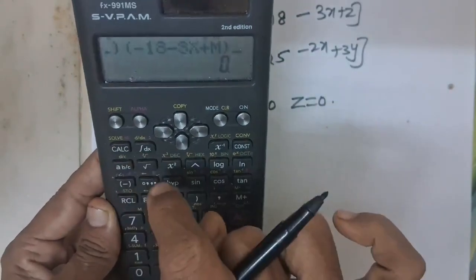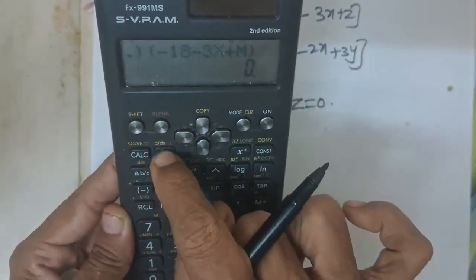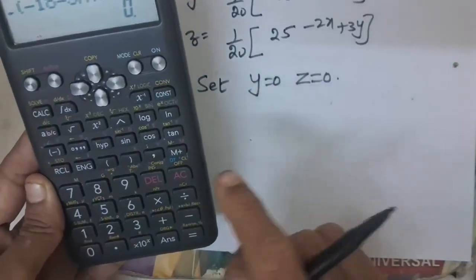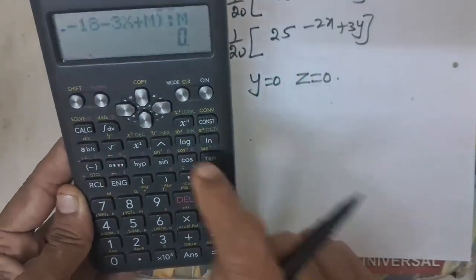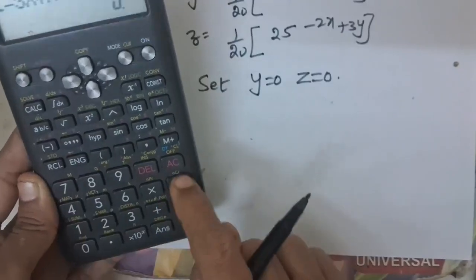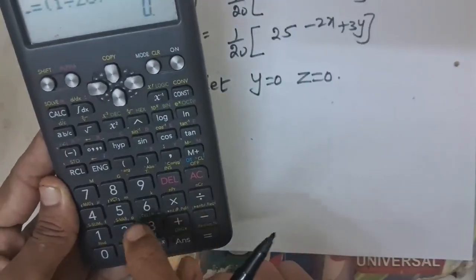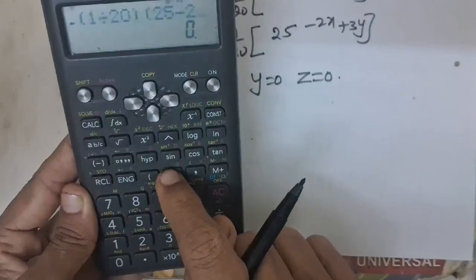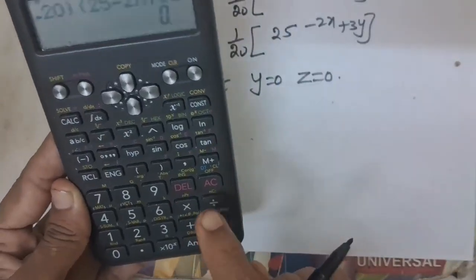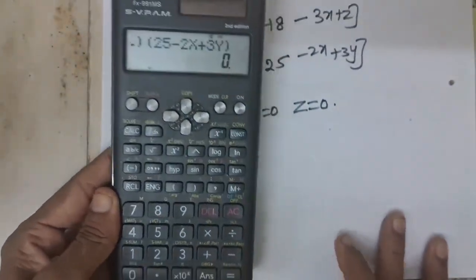Press alpha, this integral dx. Then we have to insert the third equation. So third equation, instead of z we have m. So m equal to, so alpha this calc. Now coefficient is 1 divided by 20, close the bracket, again open the bracket, 25 minus 2x, alpha this bracket, then plus 3y. So y is what? This comma, right? So I have inserted all the 3 equations, right?